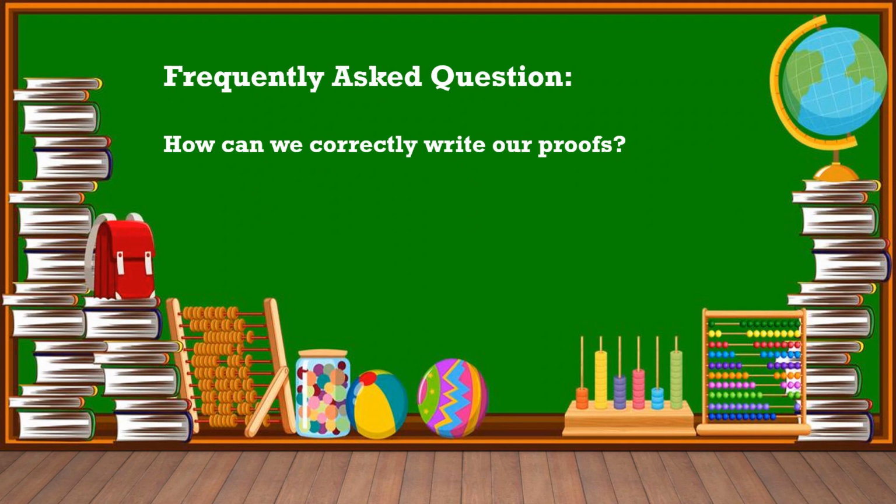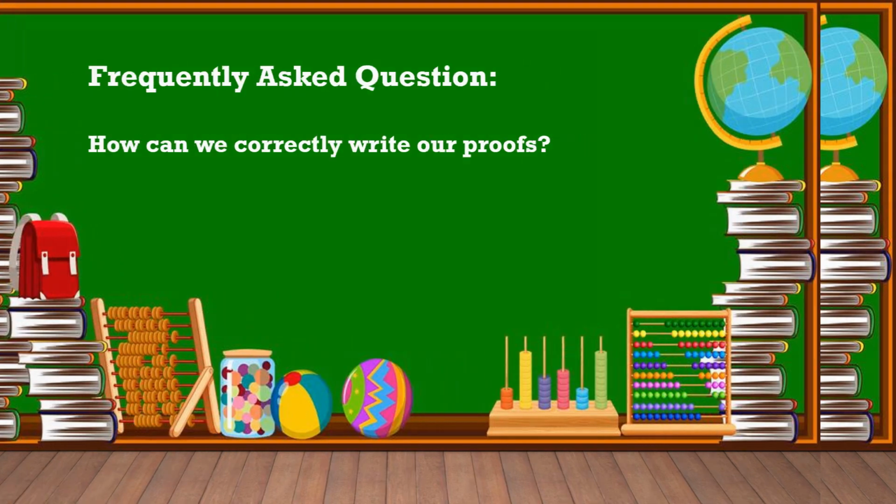One of the most frequently asked questions is, how can we correctly write our proofs? The answer is, you can choose any method in writing proofs either in paragraph form or chart or 2-column form. Moreover, to create a good proof, you have to use your knowledge and understanding on different definitions of undefined terms, properties of equality and congruence, postulates and theorem to perform proving congruent triangles.